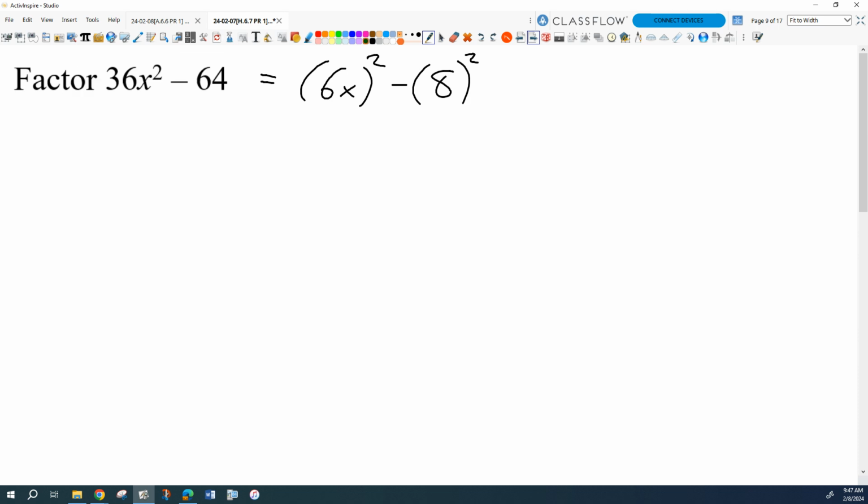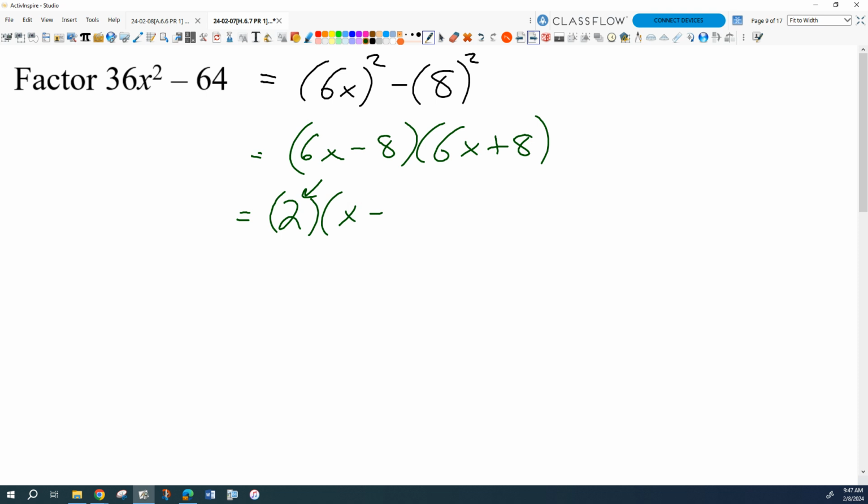Okay, so everybody agree with that? I do. Okay, so what's that become then? 6x minus 8, 6x plus 8. Are we done? We reduce it, right? Oh yeah. What could we do there? Could I factor anything out of this guy? A 2. Okay, so I could factor this one into 2 times 3x minus 4, right?